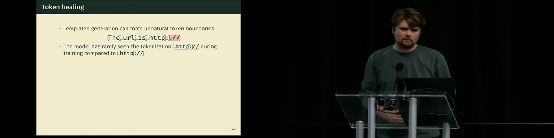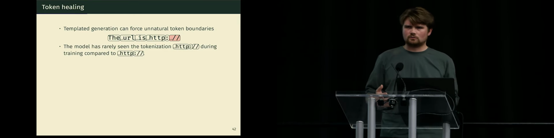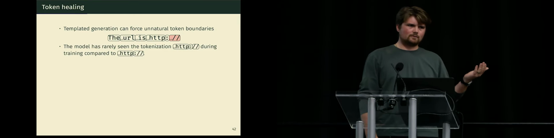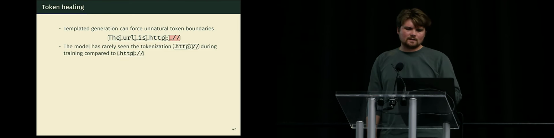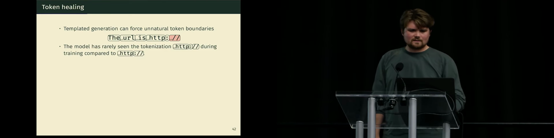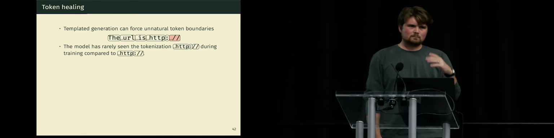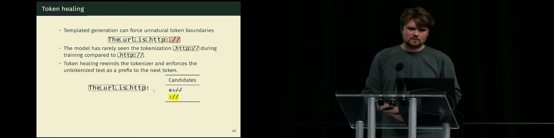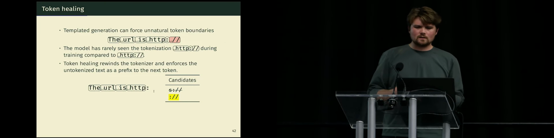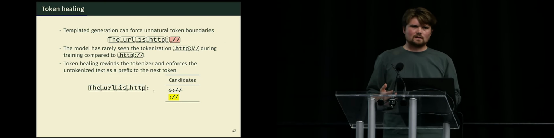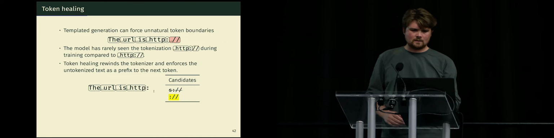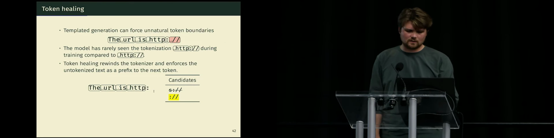Templated generation can force these types of unnatural token boundaries. So for instance, if your template gives it this input, you might see something like this, where the model generates a space before the double forward slash. And that's because during training, the tokenizer has given the model examples of this 2-token version, but it hasn't really seen this 3-token version during training.